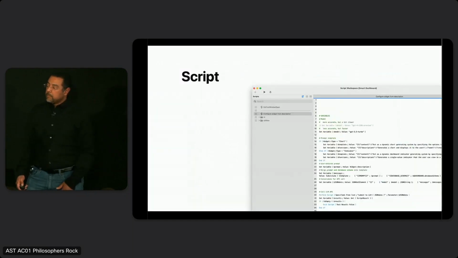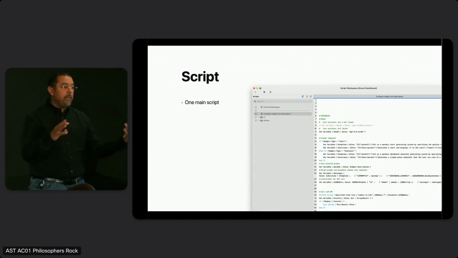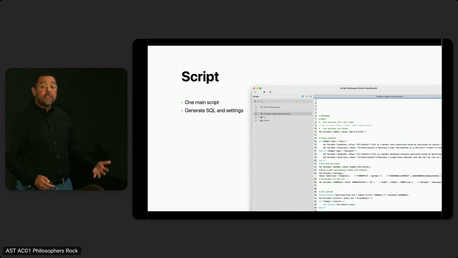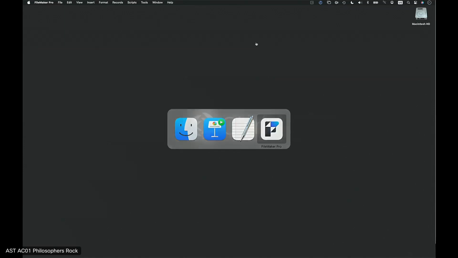All right, so how does this work? From a scripting standpoint, there's only one main script. Everything else is really about UI and stuff like that. That script calls the model, generates some SQL, and generates some settings that I can then process locally. So we run the SQL completely locally. Again, there's no data exchange. And then we do some UI. The chart is completely calculated. The chart objects in FileMaker, remember there's an option where you can put whatever you want, but you can also use a calculation. I'm absolutely taking full advantage of that. So let's have a quick look at what it looks like.